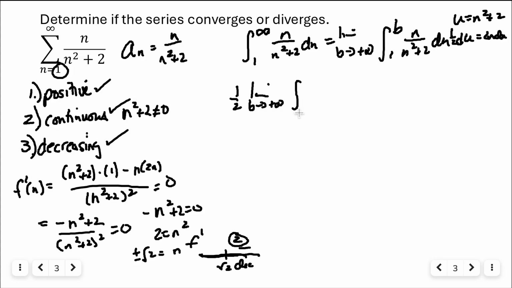We'll change the bounds, I guess. We'll make u 1 plus 2, which is 3. And then we'll still go to b. b is still infinity, right? It's technically b squared plus 2 up here, but that's still infinity. That gives us du over u. The integral of du over u is the natural log.